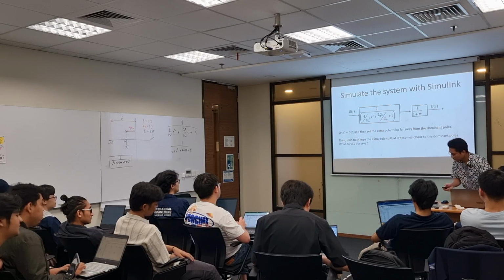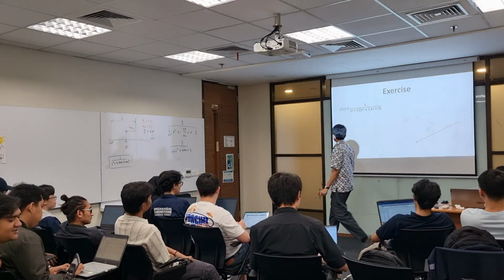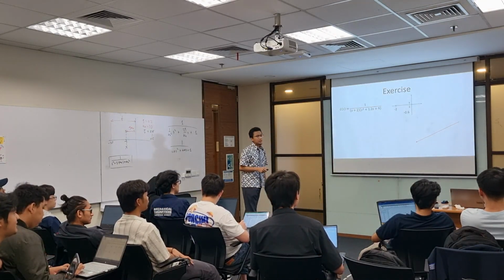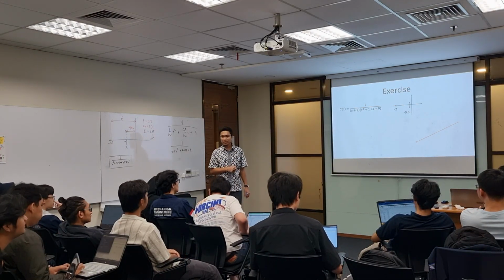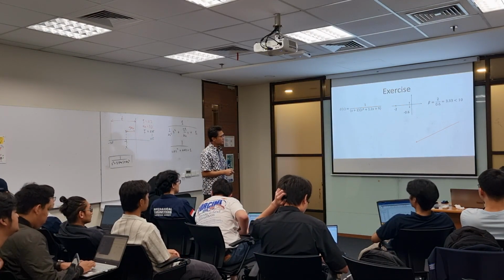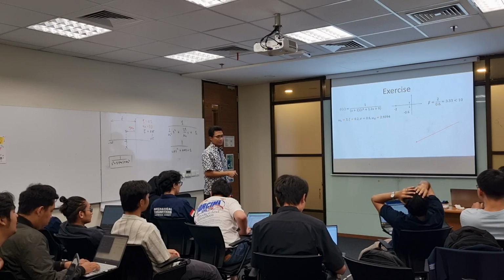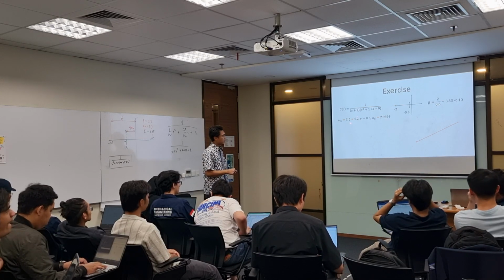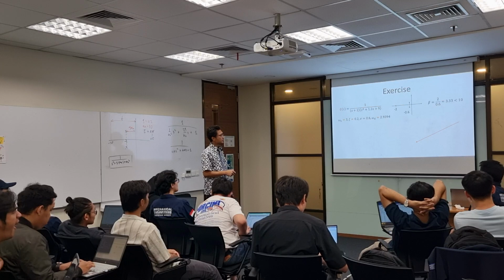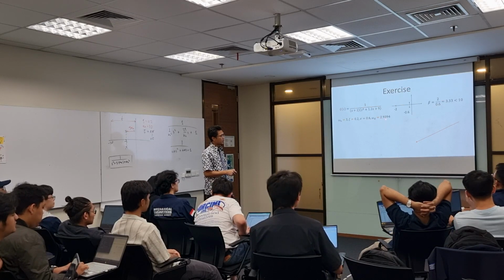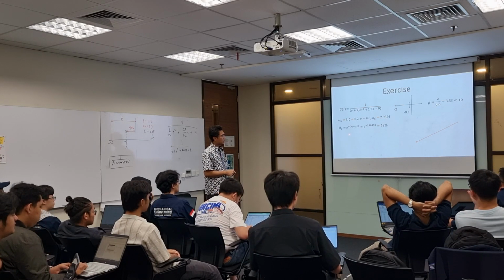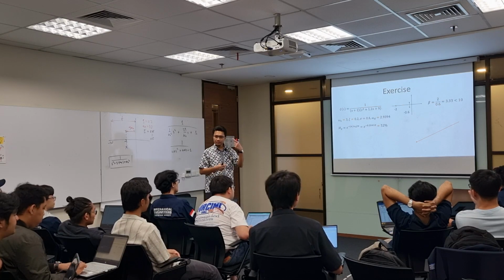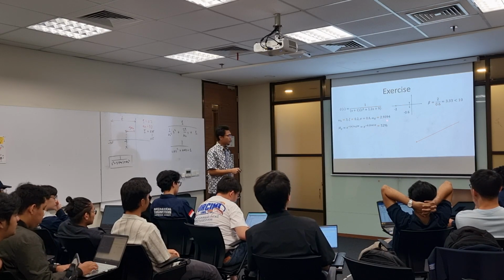Let's move on to the next topic. This exercise we had last week. I computed this for you. We have zeta to be 0.2, and omega d 2.9394, and so the percentage of overshoot analytically is 52%.